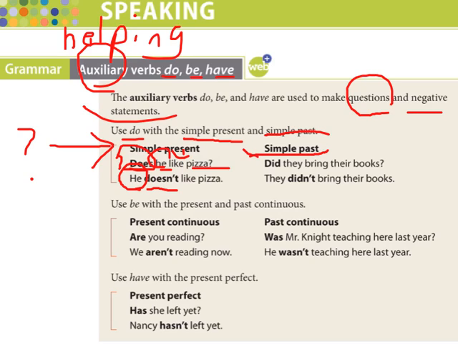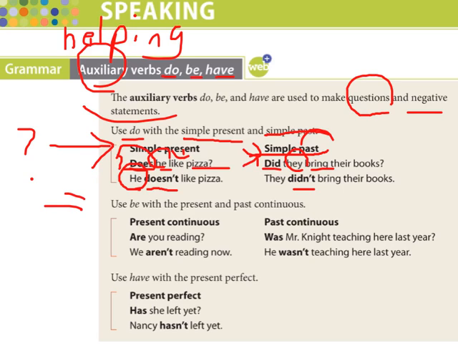The do here becomes did, and that's how we know that we're in past tense. Did they bring their books? Notice again we have the do auxiliary. Here it's did before the subject and then the main verb. Did they, subject, main verb, bring their books? We also use do in simple past to make negative statements. They didn't bring their books. So we use do with simple present and simple past when making questions and negative statements.